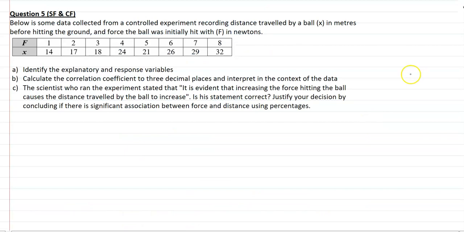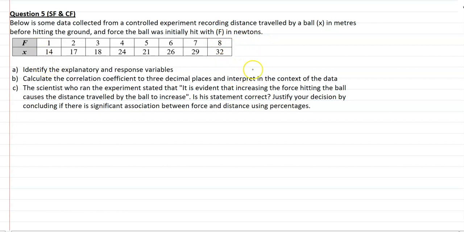Question 5 again has simple familiar and complex familiar components. So we've got data collected from a controlled experiment recording distance travelled by a ball in meters before hitting the ground, and the force the ball was initially hit with, F in newtons, so it's force in newtons.